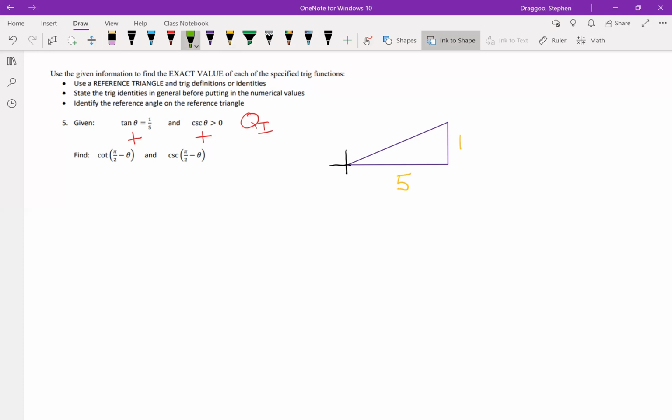Leaving me with an unknown hypotenuse, so I'll go to the Pythagorean Theorem, which says that 5 squared plus 1 squared should be equal to h squared for hypotenuse. Giving me 26 is h squared. So that hypotenuse must be equal to the square root of 26. Even when we're considering the coordinate plane, the hypotenuse will always be positive, so I don't need to worry about a plus or minus here.